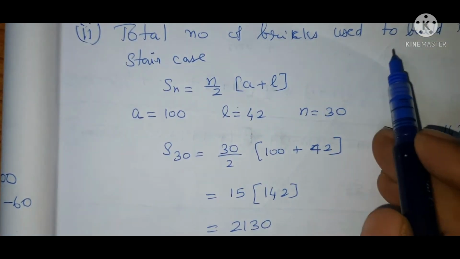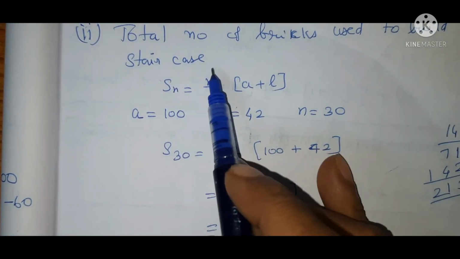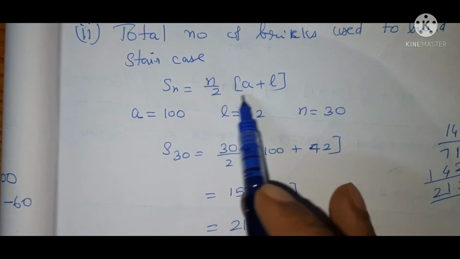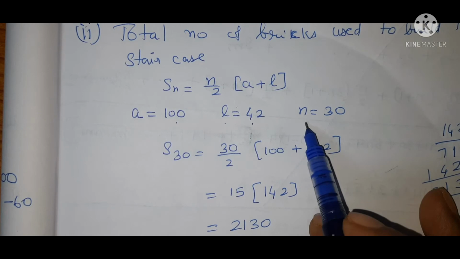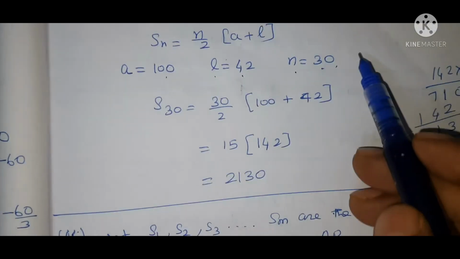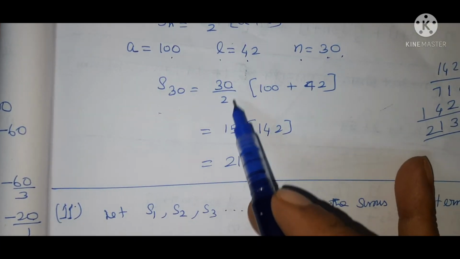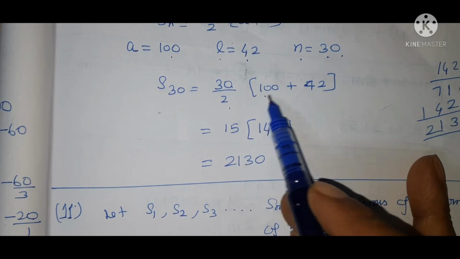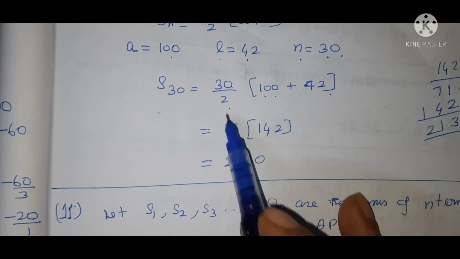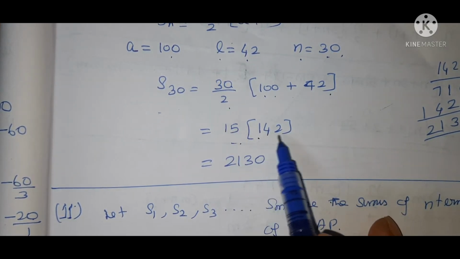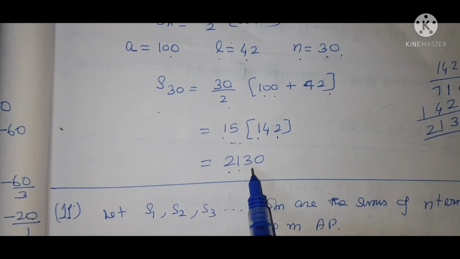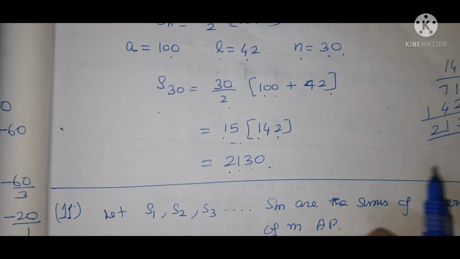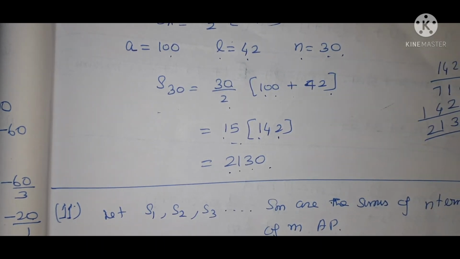Total number of bricks used to build the staircase: Sn is equal to n by 2 into a plus l. Here a is 100, l is 42, n is 30. S30 is 30 by 2 into 100 plus 42. 30 by 2 is 15, 15 into 142, we get 2,130 bricks required to build the staircase.